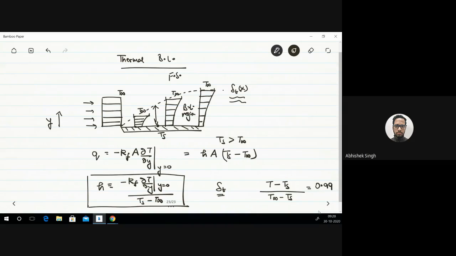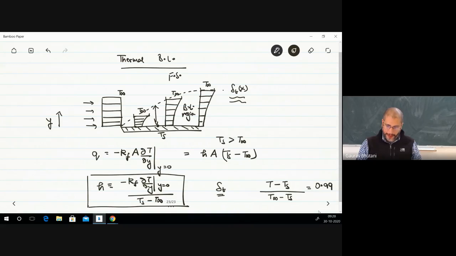Sir, if the Ts is greater than T infinity, then the temperature distribution will be different. Right, that will be different. Did I draw it the wrong way? Yes, sir, you have written Ts greater than T infinity. Sorry. Well, in this case, rather than changing the whole figure, I'll simply say this is the case where T infinity is greater than Ts.